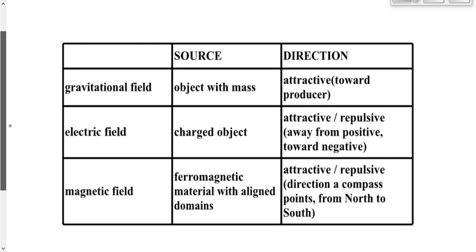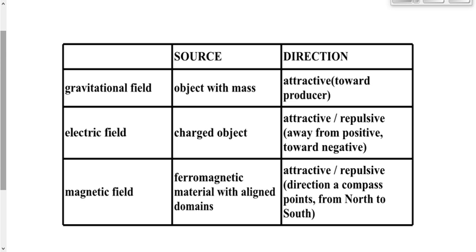Finally, a little comparison of the three fields that we've done so far, last year and this year. We've got our gravitational field, which of course is caused by an object with mass, and it can be just attractive, pointing toward the producer. An electric field is caused by an electric charge. It can be attractive or repulsive. It's away from the positive and toward the negative.